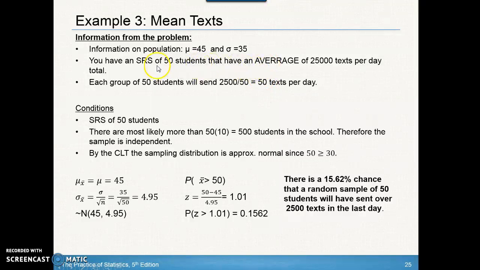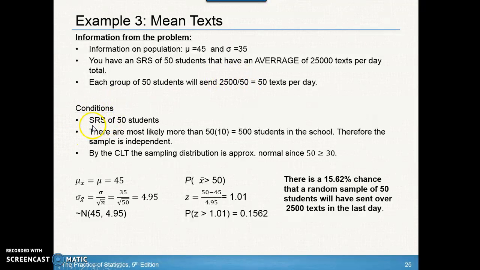Here, this wording is tricky. 50 students have an average of 25,000 texts per day. So that means 50 students, total of 25,000 texts per day. We want the mean of 50 students, so the mean of an individual student. So that's why I have to divide by 50 here. So that definitely was a little bit trickier.